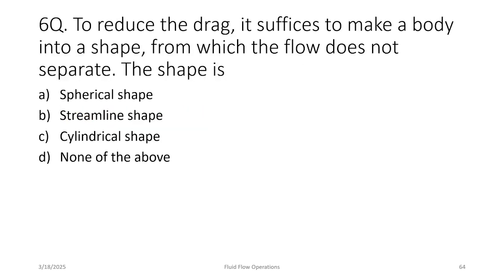Coming to the next question: to reduce the drag, it suffices to make a body into a shape from which the flow does not separate. The shape is: option A, spherical shape; B, streamline shape; C, cylindrical shape; and D, none of the above. That is called the streamline shape, right? This we already read and discussed.